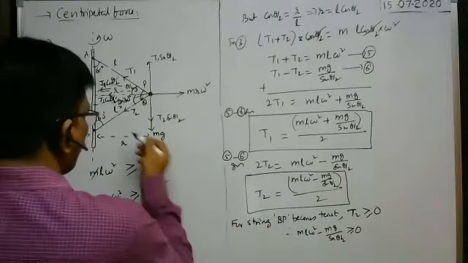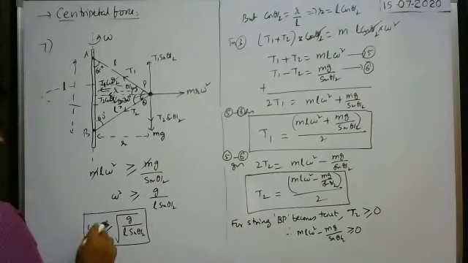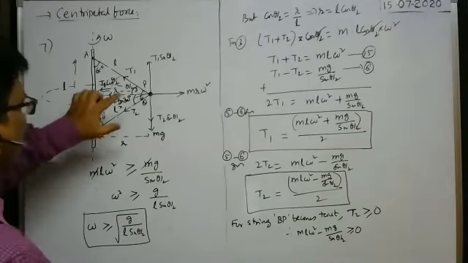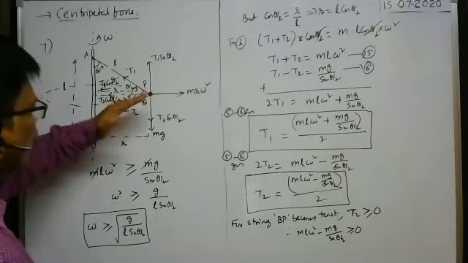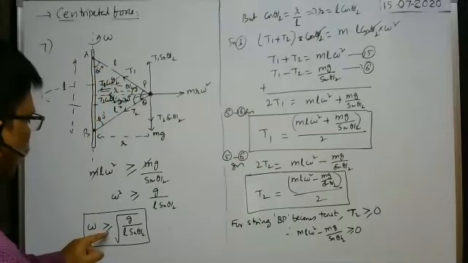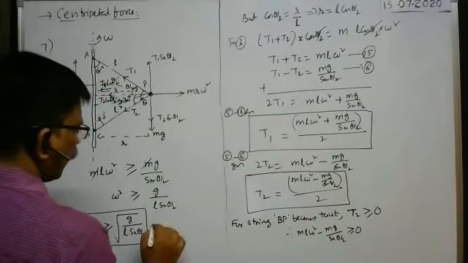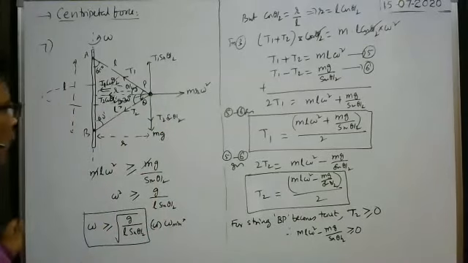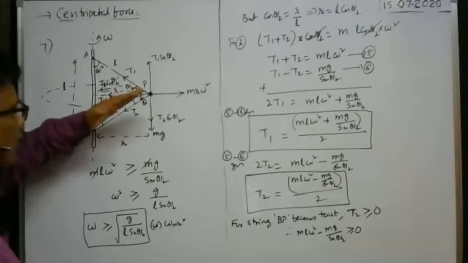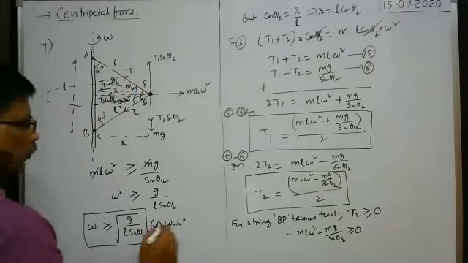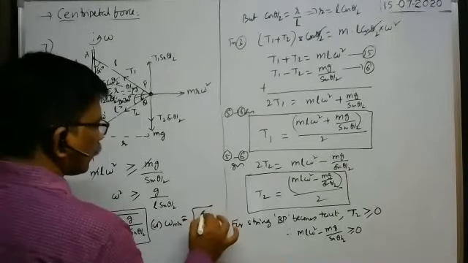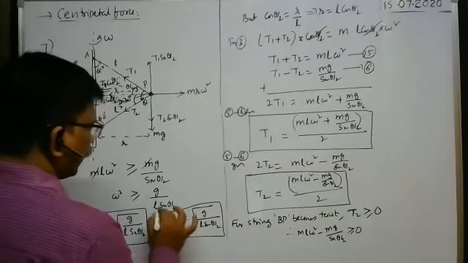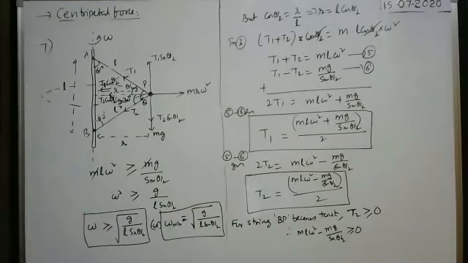For string BP, meaning the lowest string to be taut, the angular velocity is greater than or equal to root g by L sin theta by 2. What is the minimum angular velocity with which it is to be rotated so that the string becomes taut? Minimum means we take equal to. So the minimum angular velocity with which the particle can be rotated so that the string becomes taut is root g by L sin theta by 2.